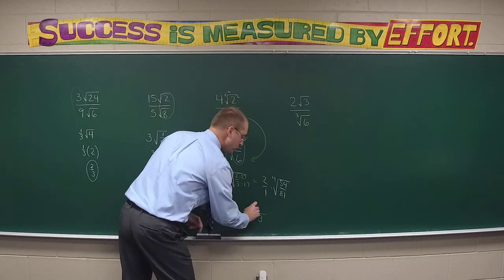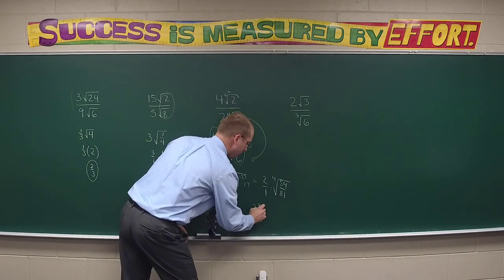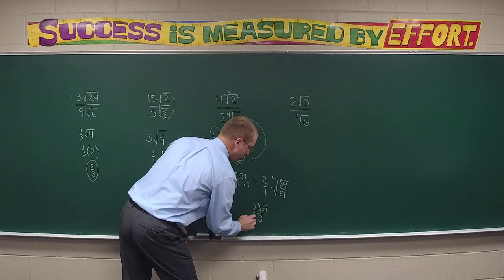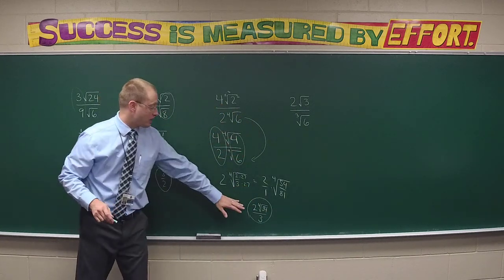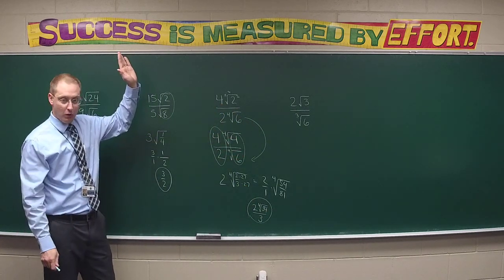I'm going to leave the 2 in the numerator, and I'm going to leave the 4th root of the 54 in the numerator as well. How many got all the way to the final answer? 2 times the 4th root of 54 all over 3.